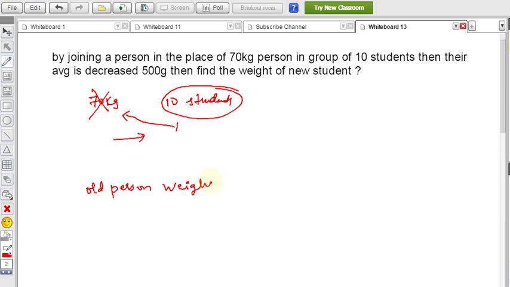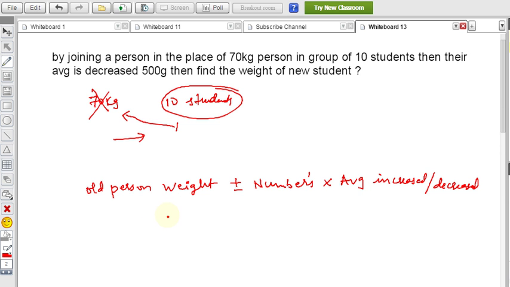So instead of doing the total long process, use the old person's weight plus or minus the numbers. Numbers is nothing but the number of students here, into the average increased or decreased. If the average is decreased, you take the minus. If it is an increase, you take the plus.